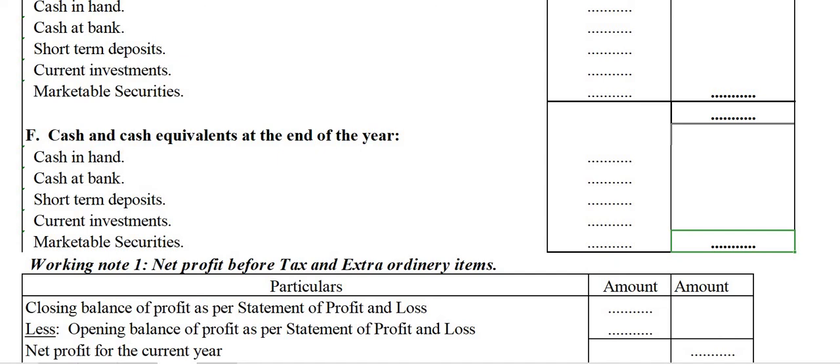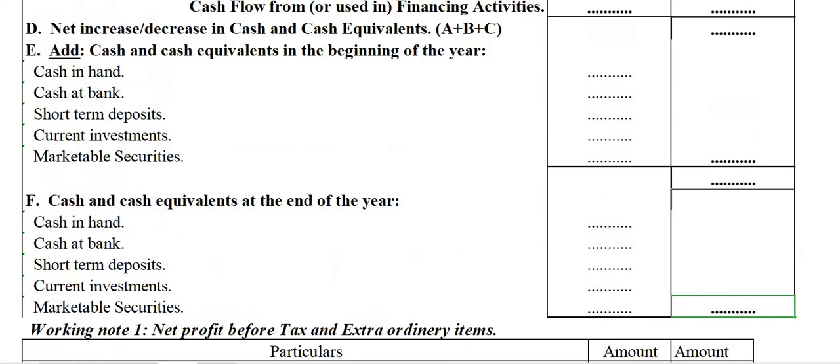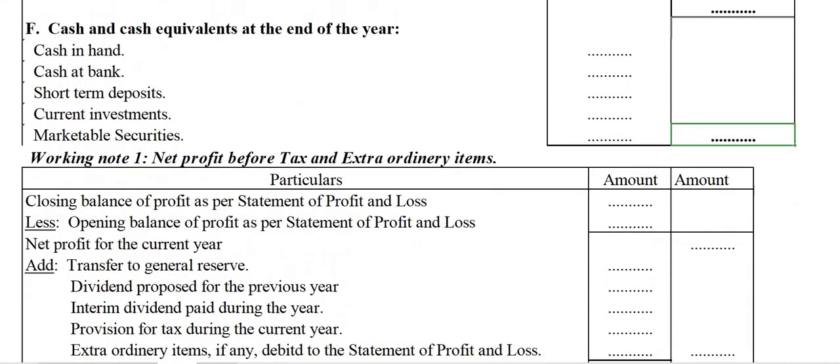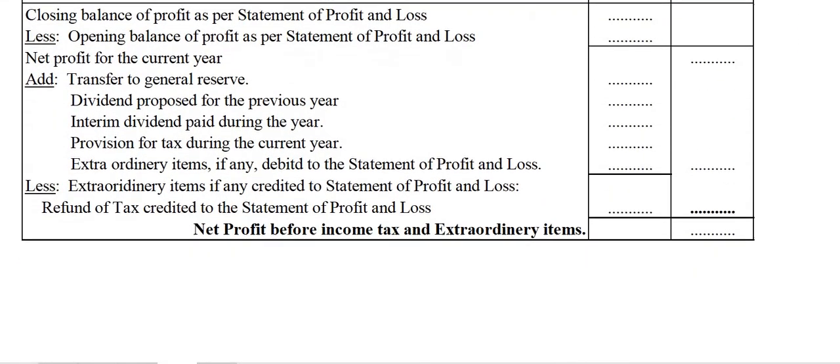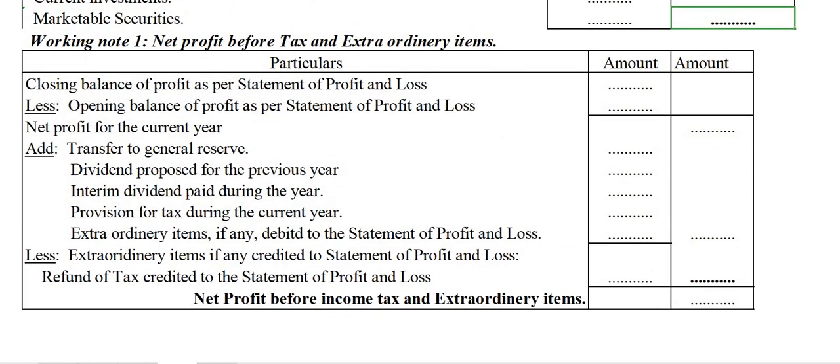Cash and cash equivalent on closing balance should be equal to cash and cash equivalent at the opening balance and net increase and decrease in cash and cash equivalent. Okay, that means this amount you are seeing here should be equal to the last amount. If it is equal, your problem is correct. Okay, now we have to see two short notes.